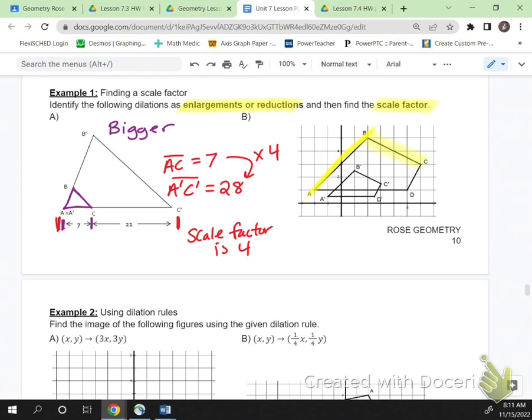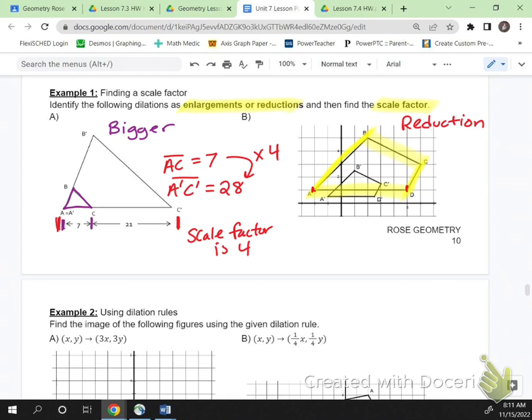The bigger one, right? So it went big to small. So do we have an enlargement or reduction? Reduction. And remember, you have to write that. I'm going to look for a line segment so I can use the units. I'm going to use AD.